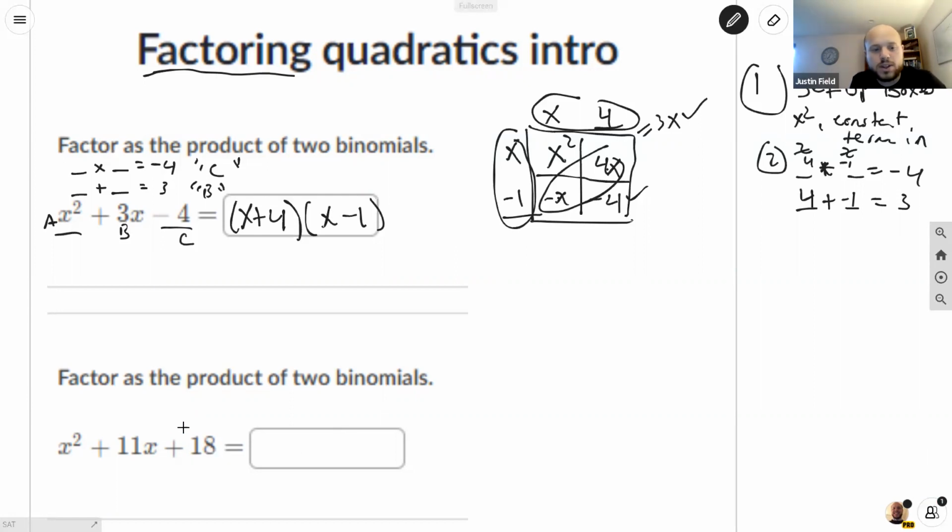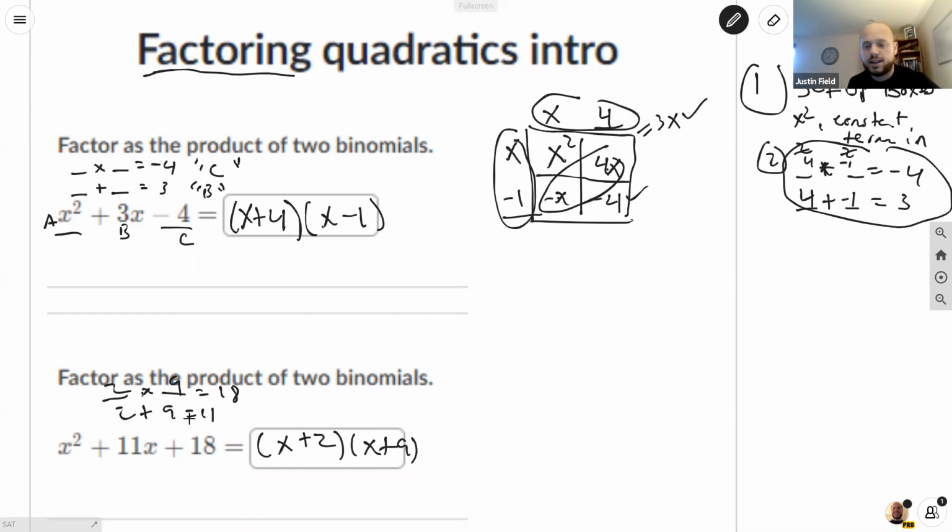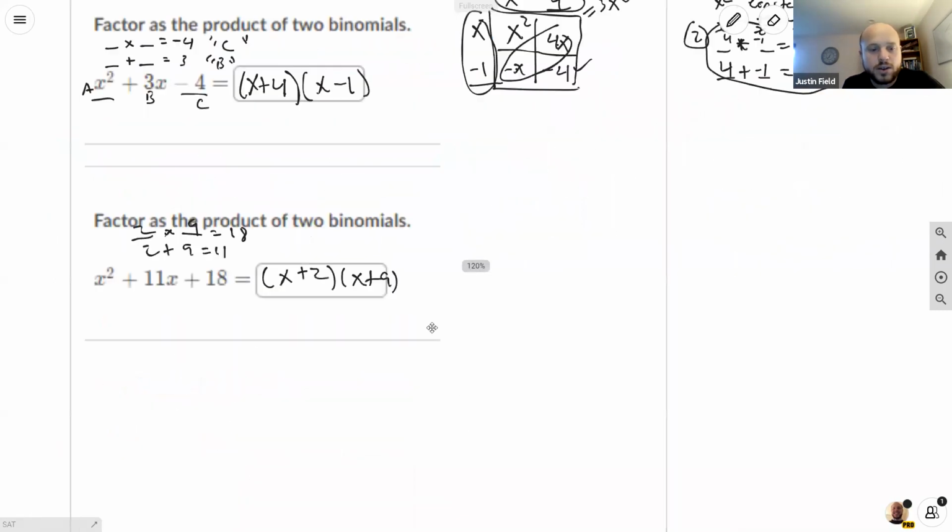I can even do that with this one. So let's figure out what two numbers multiply to give us 18. 2 and 9. And then I just checked. 2 plus 9 is 11, so I'm done. So then I know that it's going to be x plus 2, x plus 9. You could do the same problem with the boxes, and you see I just basically took the most important step, did that, and so you can do that.